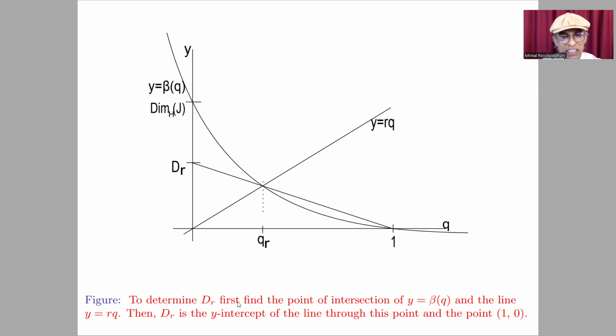See that there is an interesting connection. If you know the beta(q) curve and the line y equal to r q, find the point of intersection, then take this point and the point (1, 0). Join these two points and extend it to where it cuts the y-axis; that is the quantization dimension.